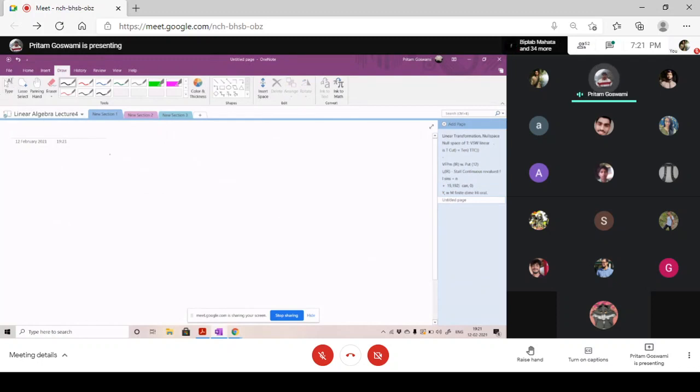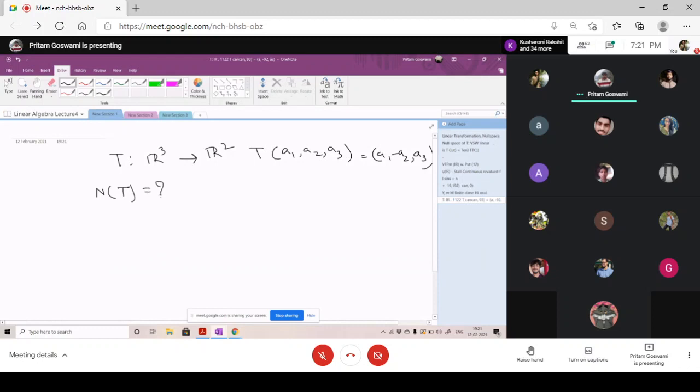Suppose the linear transformation is T from R3 to R2, defined as T of (a1, a2, a3) equals (a1 minus a2, a3). Now, which elements would be in the null space of T? For that, let some element (x, y, z) belong to the null space of T. Then T of (x, y, z), what will it be?